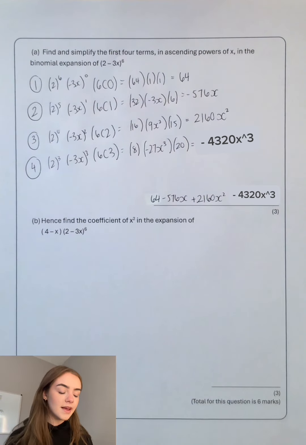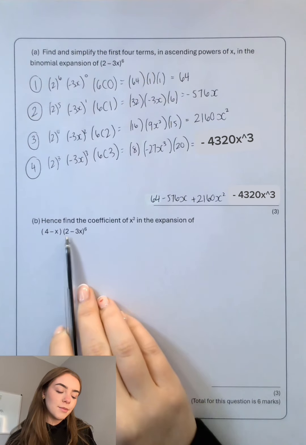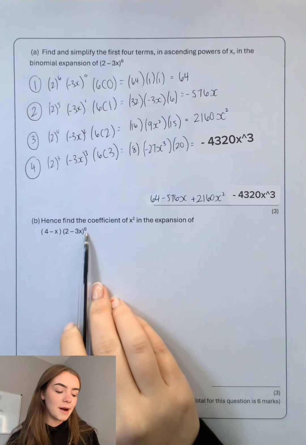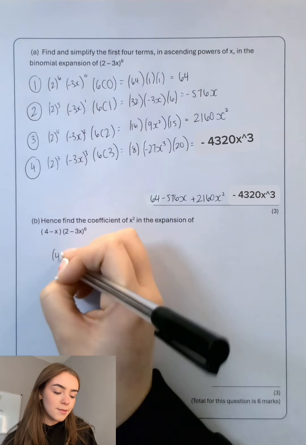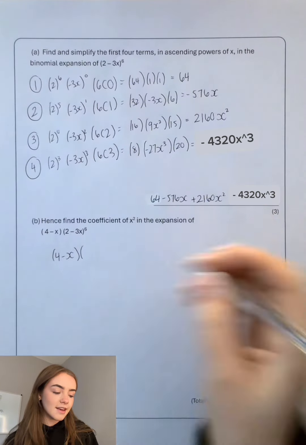For part B, hence find the coefficient of x^2 in the expansion of (4 - x)(2 - 3x)^6. This is what we already expanded in the first part. So we'll have 4 minus x multiplied by our answer for part A.